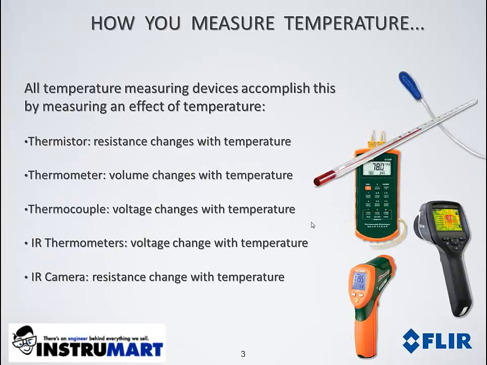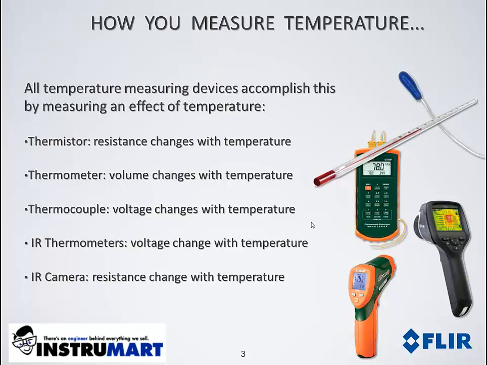Okay, let's get started. First of all, do you realize there is no direct method to measure the absolute temperature? All temperature measuring devices report or calculate a temperature value by measuring an effect of temperature. For example, a thermistor measures changes in resistance associated with changes in temperature.